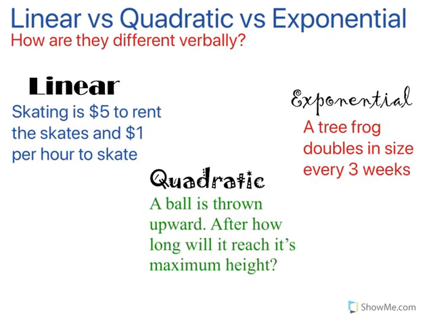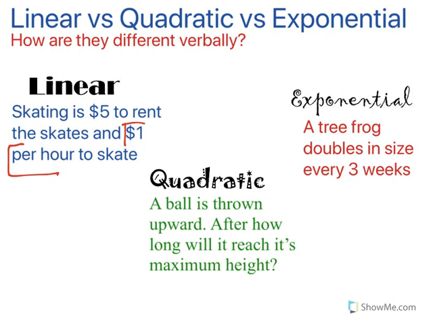When we look at their verbal descriptions, we're looking to see for linear, is there addition or subtraction taking place? So here we have skating is $5 to rent the skates and $1 per hour to skate. So we know that they're going to be adding on $1 per hour. So this would tell us that it's linear.